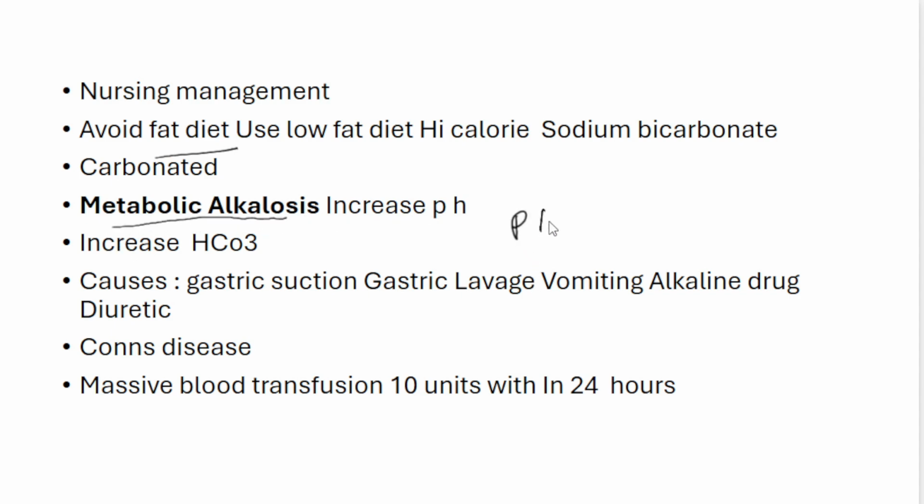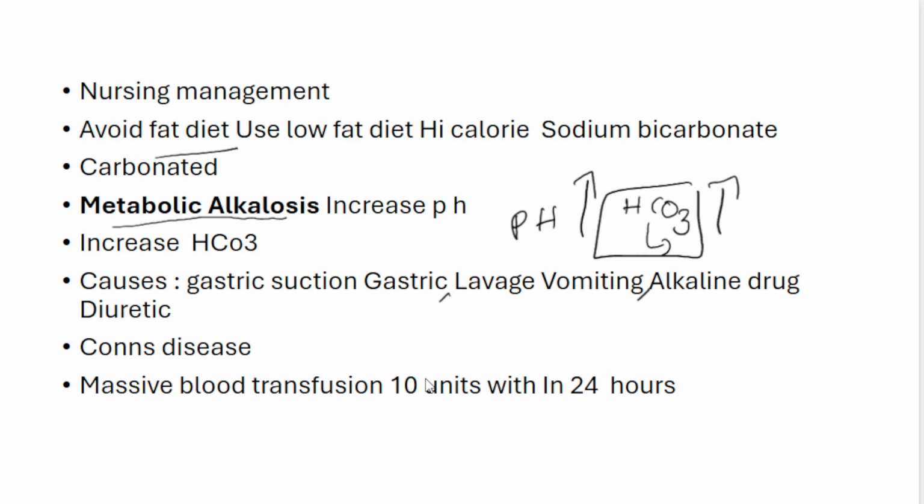Alkalosis means pH will always be increased and HCO3 will also be increased. HCO3 is alkaline in nature, so it will be increased. Where can we see this kind of case? Gastric suction, gastric lavage, and vomiting; alkaline drugs we give, then diuretics also. These all increase the alkalosis in our blood. Alkaline blood we will see in these cases, and Crohn's disease also.